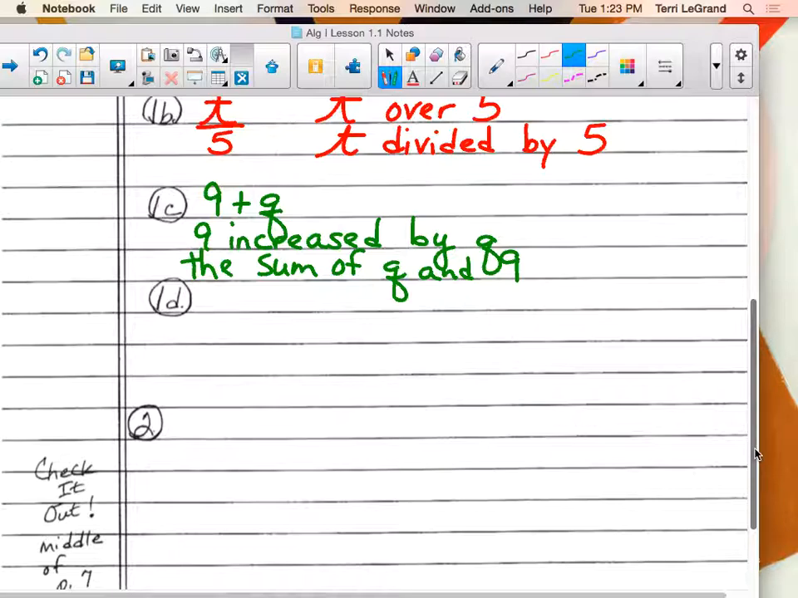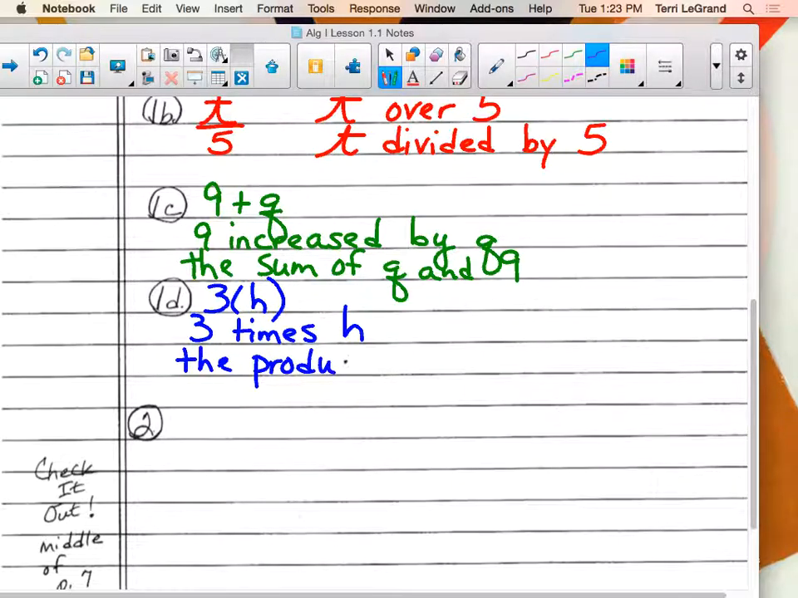Okay, let's do 1D. 1D is this right here. What's that say? It's multiplication, isn't it? So what are we going to write? 3 times h. That seems easy enough. The product of 3 and h. Because product means we're going to multiply. What are we going to multiply? We're going to multiply 3 and h.